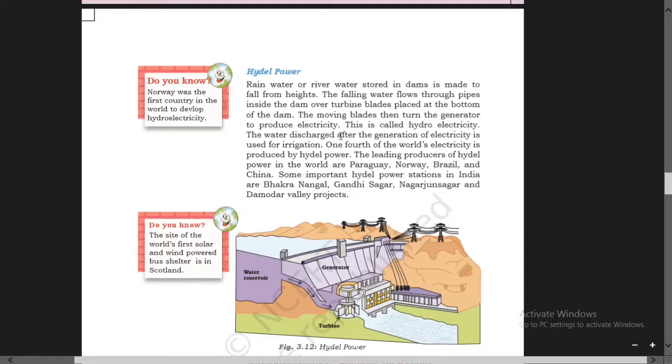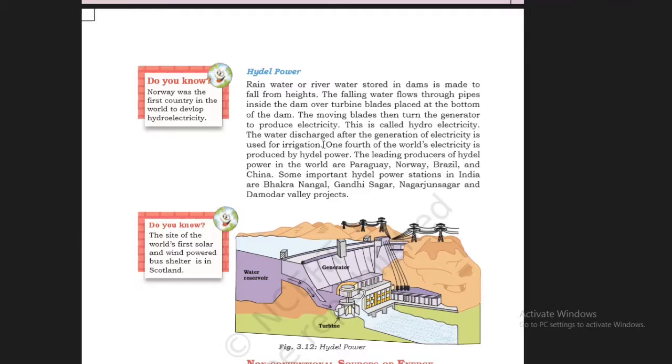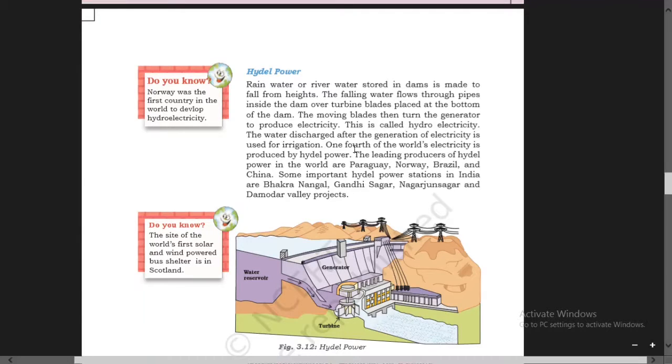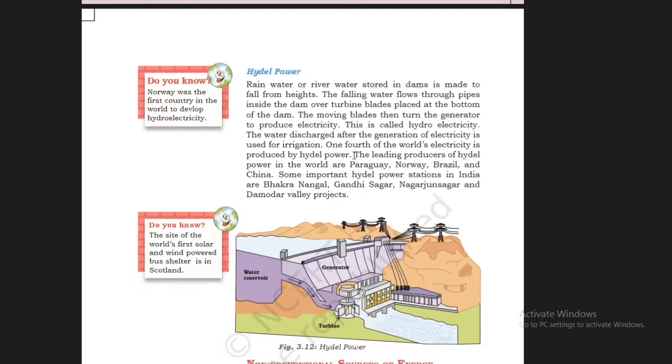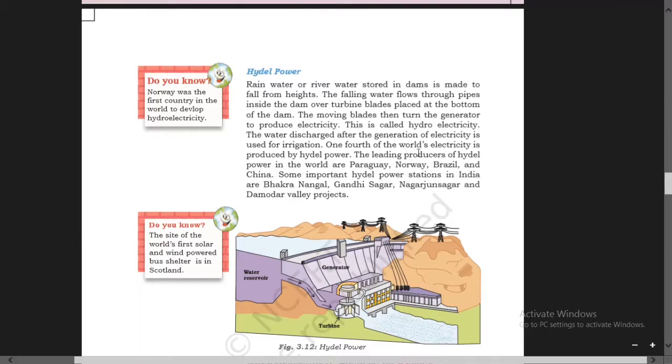The water discharged after the generation of electricity is used for irrigation, which means it is utilized for our cultivation. One-fourth of the world's electricity is produced by this water power, or hydropower. The leading producers of hydropower in the world are Paraguay, Norway, Brazil, and China.